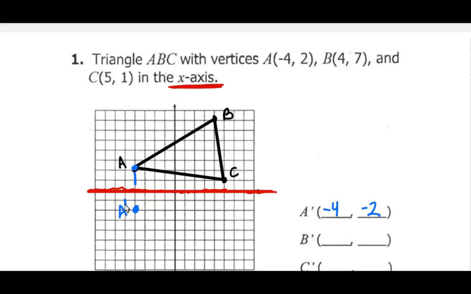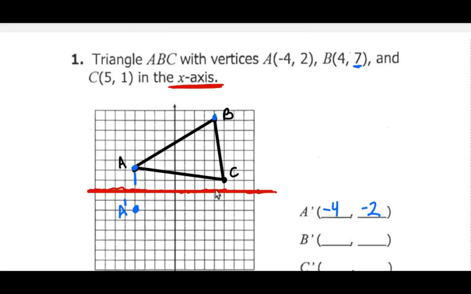It has the little apostrophe. So my ordered pair for A prime is -4, -2. Make sure you label. It'll be important, especially as we get into some more difficult reflections. So B, I know, is 7 units above the x-axis. And the reason I know that is because I'm looking for the y-coordinate of B up here.